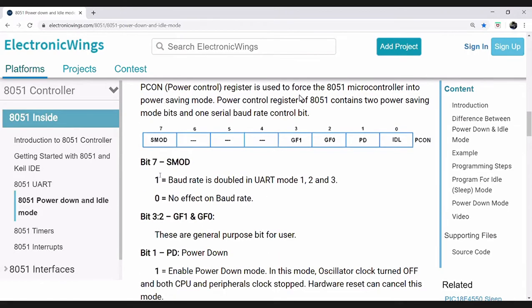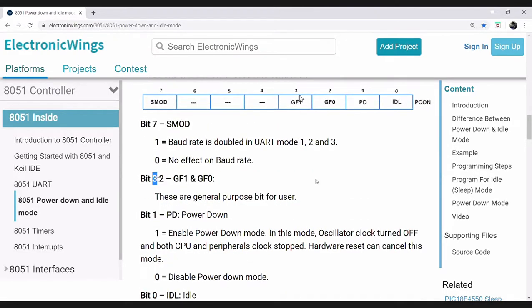Bit number 7 is SMOD. If it is 1, the baud rate is doubled in UART mode. If it is 0, there is no effect on the baud rate. Bits 2 and 3 are related to the general purpose bit register. Bit 1 and bit 0 are important.